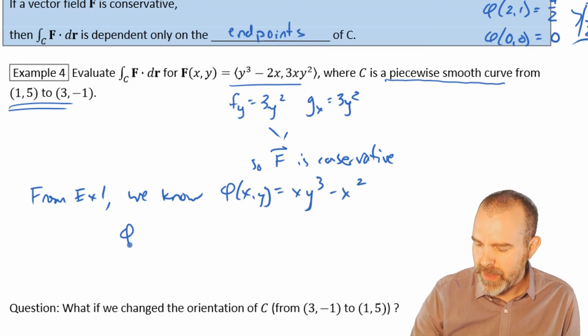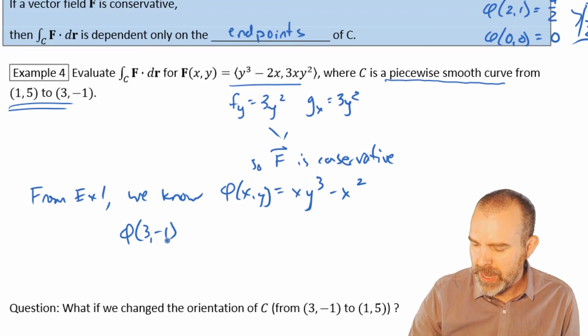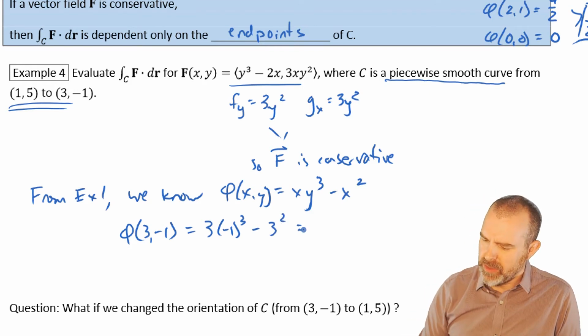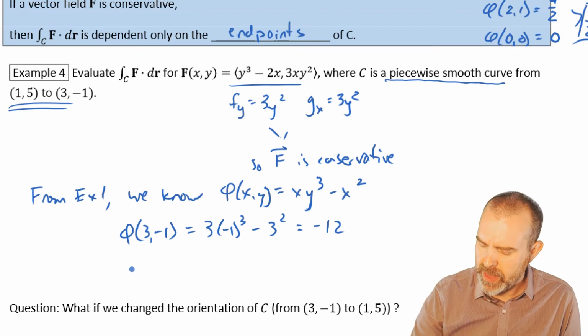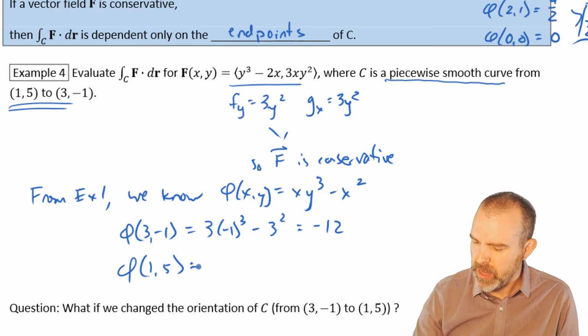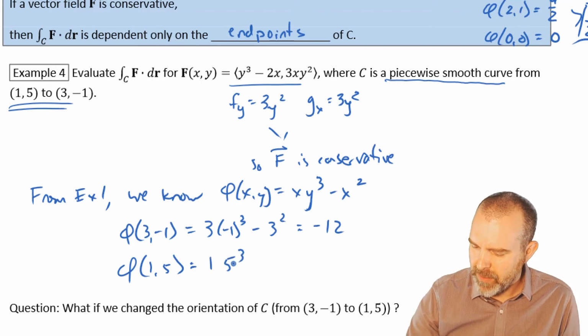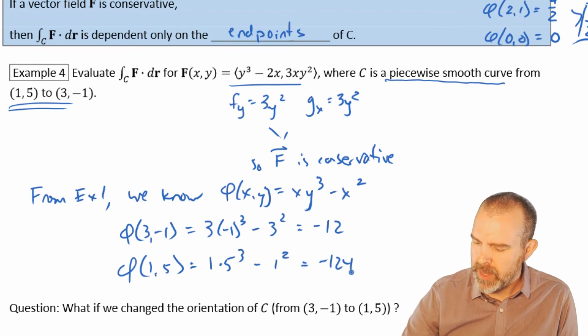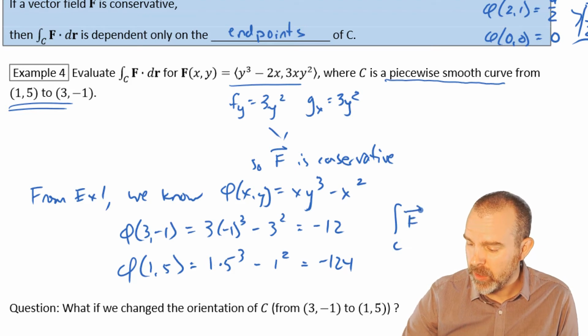All right, so let's find phi at the endpoint 3, -1, which will be 3 times -1 cubed minus 3 squared. So that would be, what, -12? And then phi at 1, 5, where it started, would be 1 times 5 cubed minus 1 squared. So that's 124. Therefore, the line integral will just be phi at 3, -1.